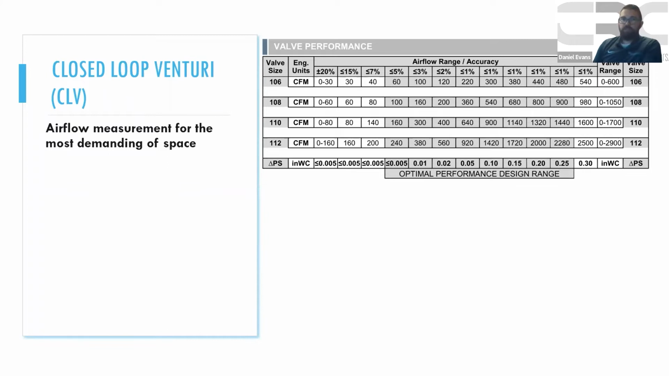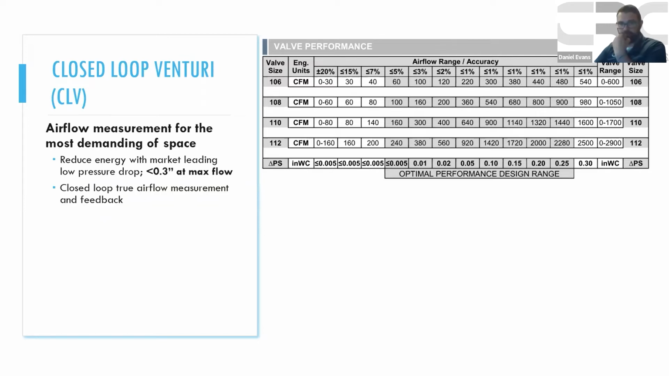Closed loop Venturi, the CLV. So the CLV is designed for airflow measurement. It's available to provide us flow measurement and control, but also take into account that static in our system is one of the areas that we're looking to make sure that we optimize and control. So it has a very low max pressure drop of 0.3 of an inch. And we'll talk about that a little bit more as we move forward.